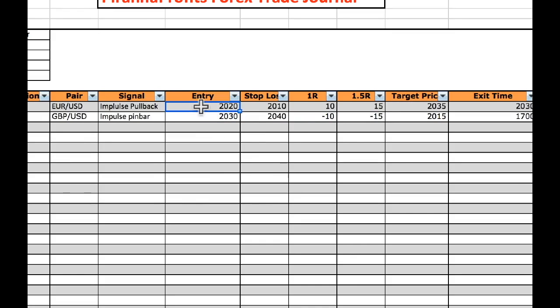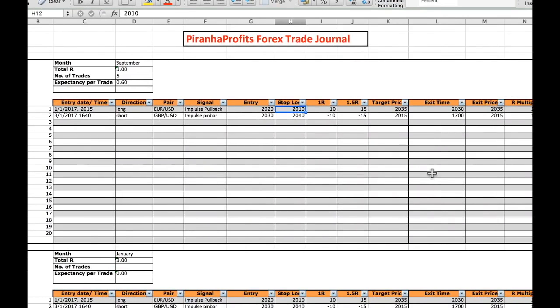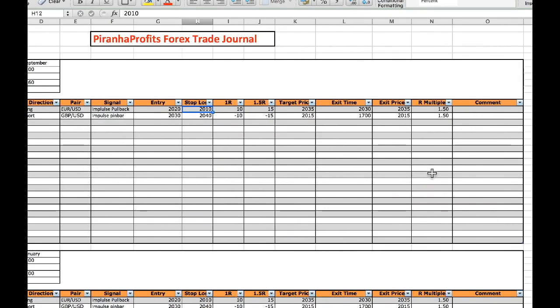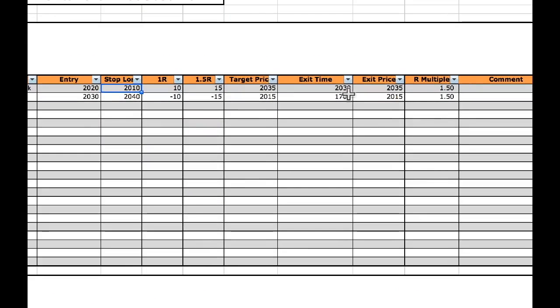So entry price, stop loss. When you key this in, automatically this would calculate 10, which is this minus this. And automatically, it will multiply by 1.5 to give you 15, and calculate your target price automatically, which is 2035. Once you exit the trade, either at a stop loss or profit target, write down the time of exit and the exit price. If it's a win, it'll be 1.5. If it's a loss, it'll be -1.